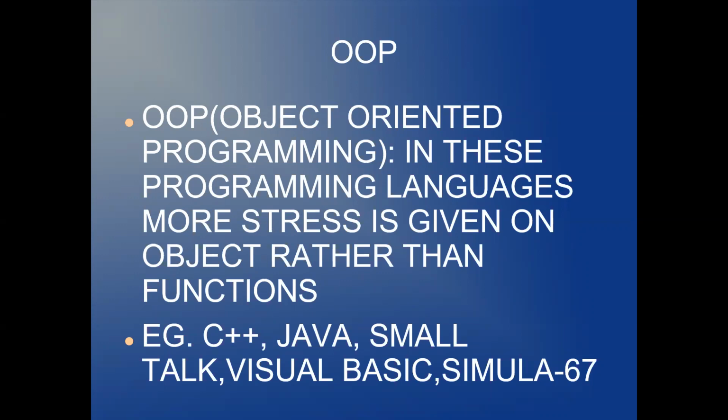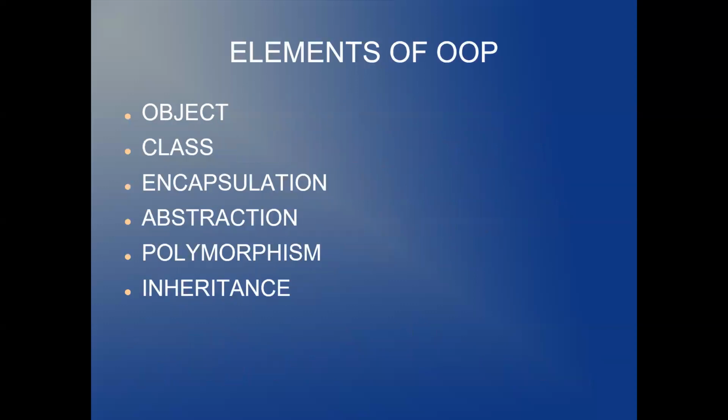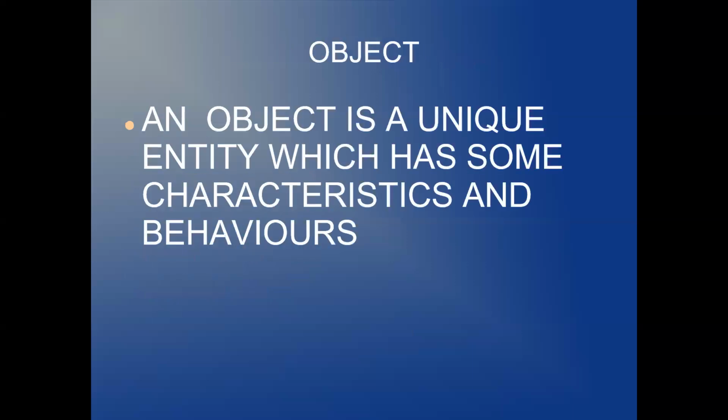Various object-oriented programming languages like C++, Java, Smalltalk, Visual Basic, and Simula 67 are used. Now, when we talk about object-oriented programming, there are various elements of object-oriented programming, which are object, class, encapsulation, abstraction, inheritance, and polymorphism. These are the various elements of OOP. Let's first of all talk about object.